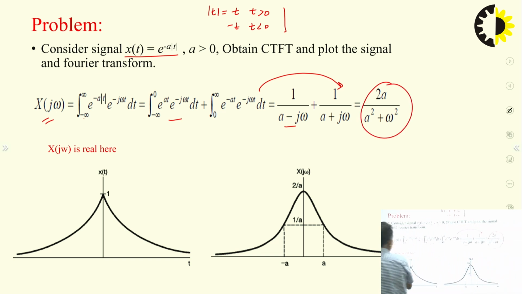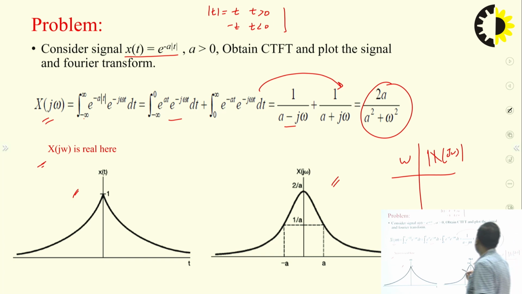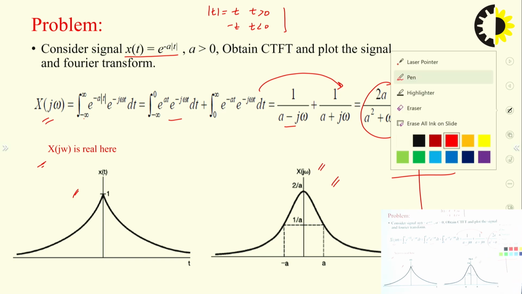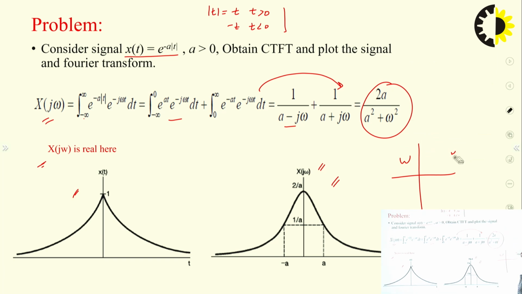So we can see here X(j omega) is real. This is the signal we have drawn, and we have only obtained the magnitude plot. In this case there is no need to plot the angle. You can plot only the magnitude plot, or the combined plot. So we are not plotting the magnitude of X(j omega) here; we are simply plotting X(j omega). So this is the plot.